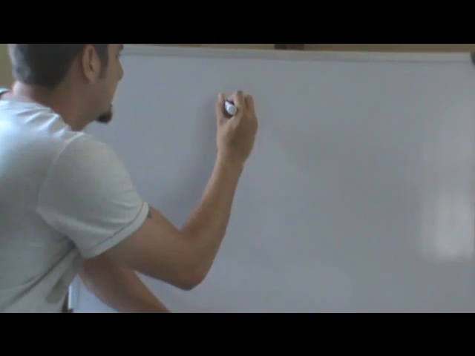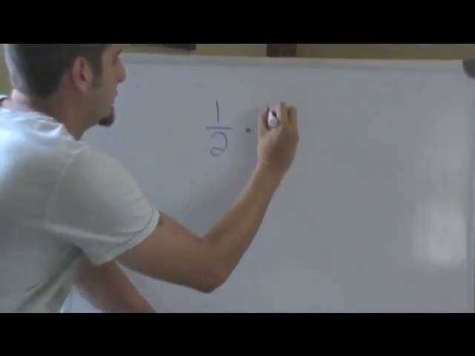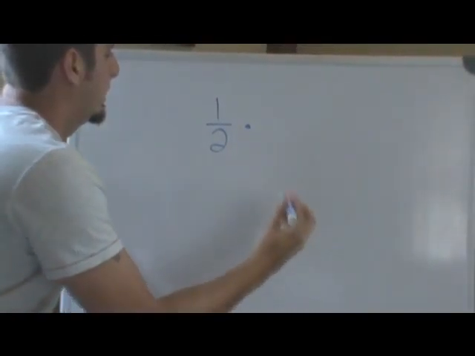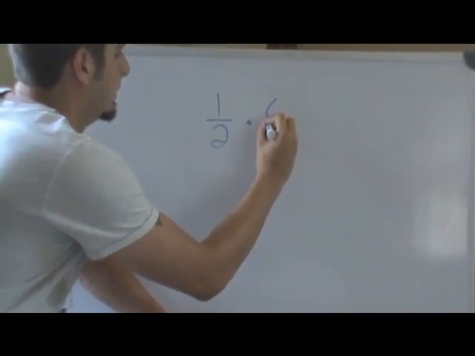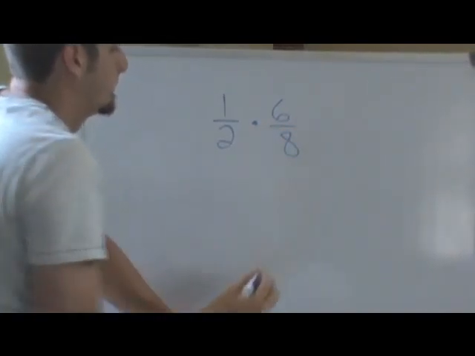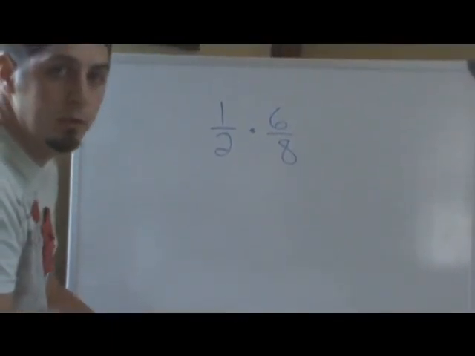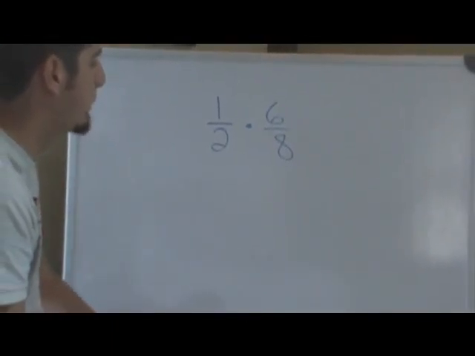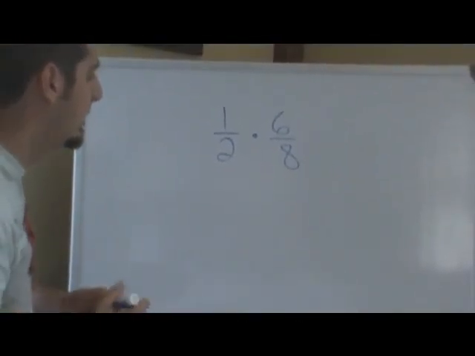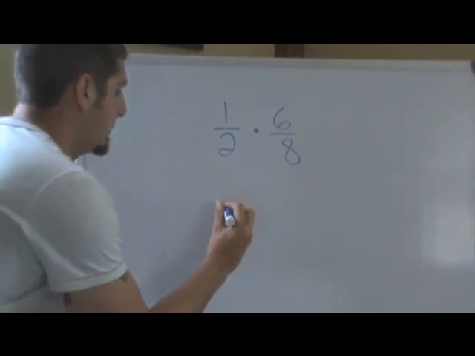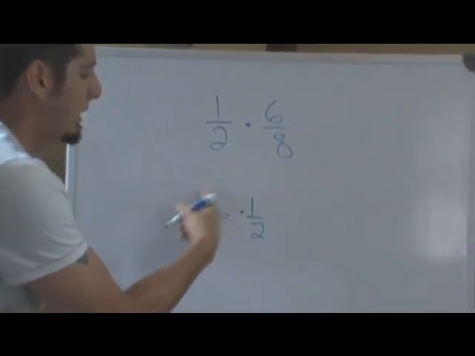When I am multiplying fractions, such as, let's take 1/2 times 6/8, okay? Essentially what this is doing, and what happens when you multiply fractions, is this is going to tell you what 1/2 of 6/8 is. Just like when I do something like 6 times 1/2, this is going to tell me what 1/2 of 6 is.